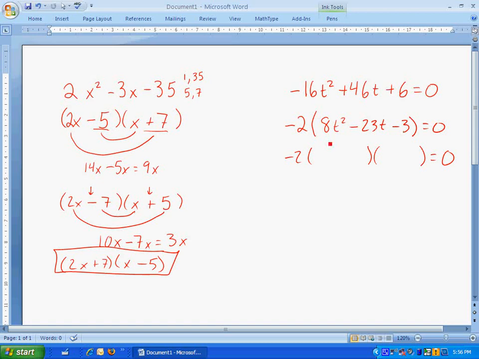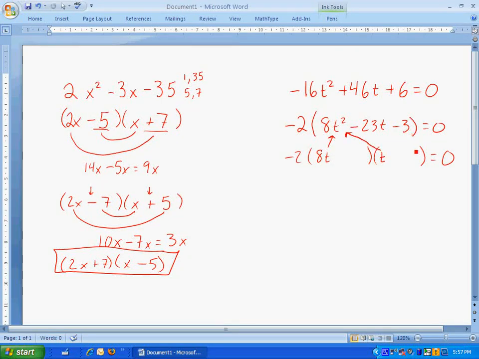Okay, and so I know that the first two need to multiply together to give me that 8t squared. Now it could be 8t and t. It could be 4t and 2t. But I'm going to go ahead and try 8t and t to start with. 8t and 4t don't multiply to give me 8t squared. So 8t times t will give me that 8t squared.